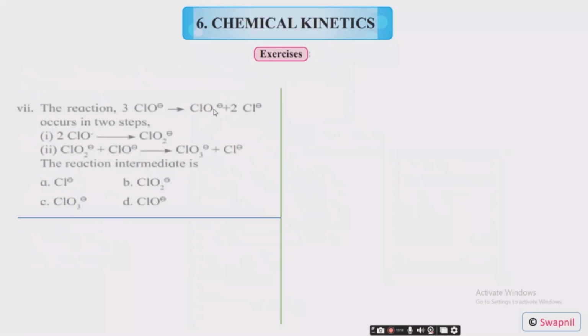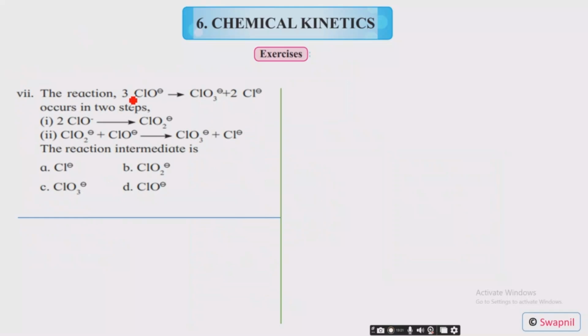So next, the reaction 3ClO minus gives ClO3 minus plus twice Cl minus occurs in two steps. The first step is 2ClO minus gives ClO2 minus, and the second step is ClO2 minus plus ClO minus gives ClO3 minus plus Cl minus. The reaction intermediate is, and these are the options, and the correct option is option B, that is ClO2 minus. ClO2 minus is the intermediate for this reaction.